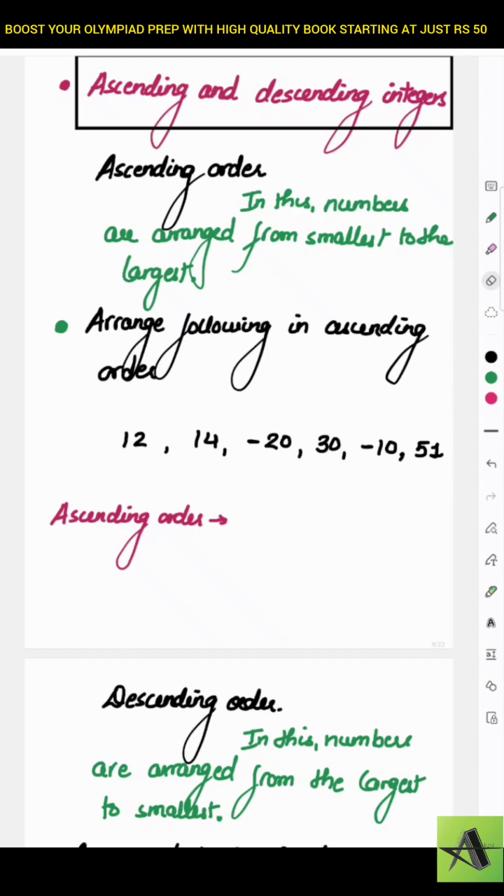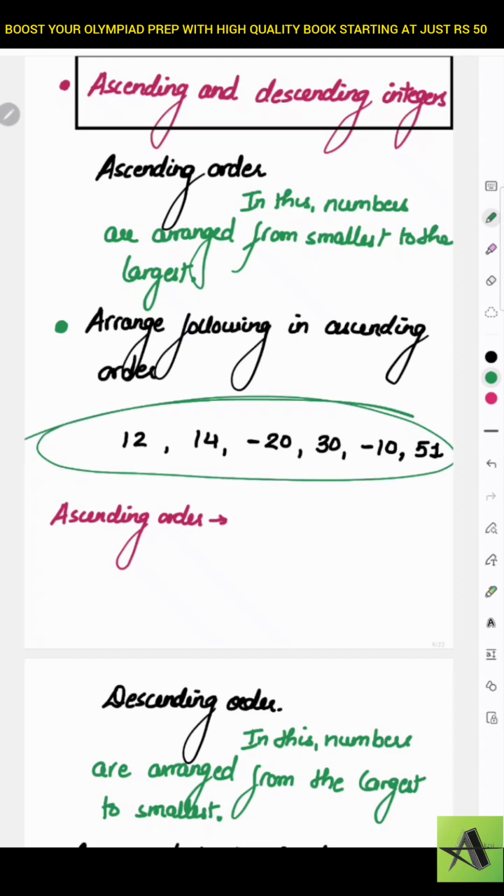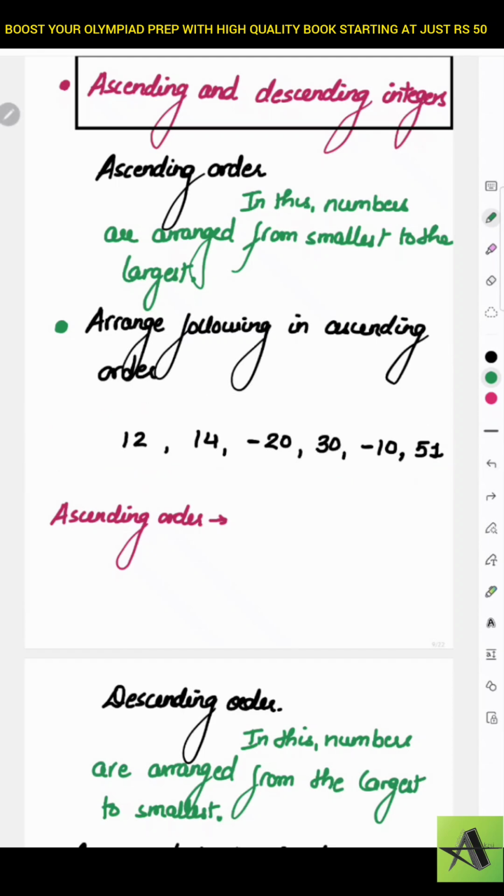So here we have one example: 12, 14, minus 20, 30, minus 10, 51. Ascending says we have to arrange from the smallest to the biggest. Obviously we can see that negative numbers are going to be smaller than the positive. And also we have two negatives. We have to identify which one is smaller. I told you the negative number works opposite, and the one which is on the left side of the other number is always smaller, which is negative 20 in this case. So negative 20 is the smallest one.